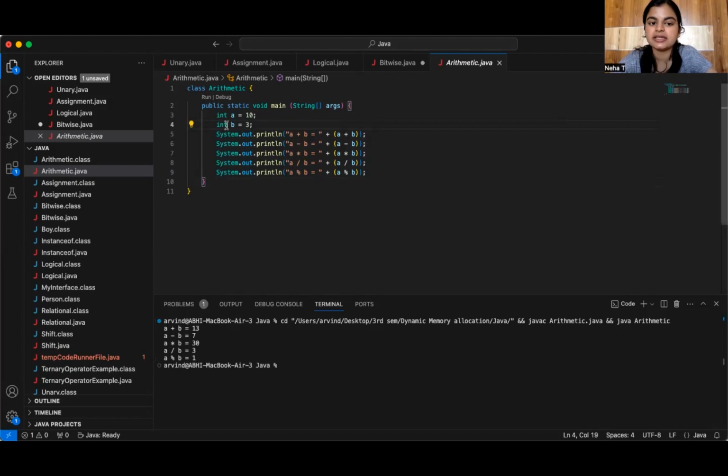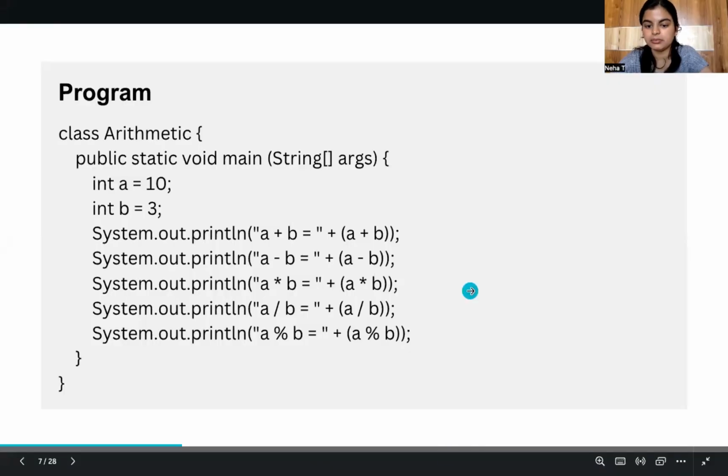That is because it actually is not just 3, it's 3 point something. Because we have taken the values in int, it will be shown as 3, and a modulo b will get 1, as a remainder. When we divide 10 by 3, we're getting 1 as a remainder, so the answer for a modulo b will be 1. So this is about arithmetic operators.